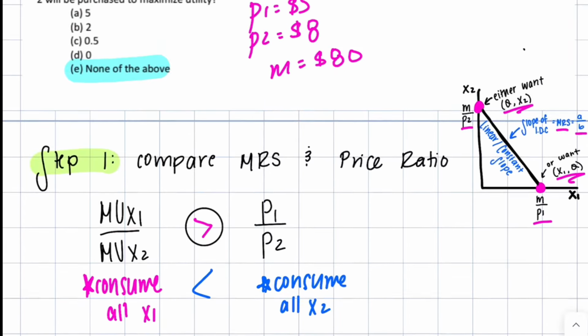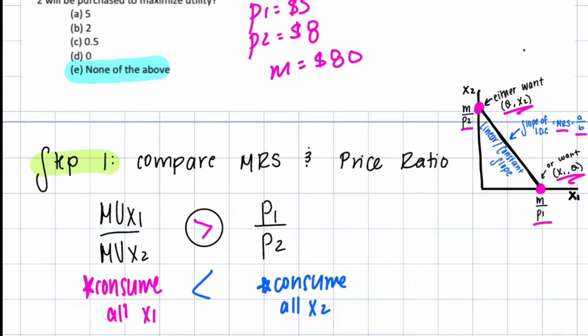So in this case, we have an MRS of A over B, so that's going to be 6 over 12. So our MRS is 6 over 12, and then our price ratio is going to be that 5 over 8.